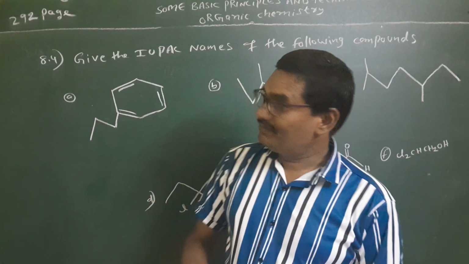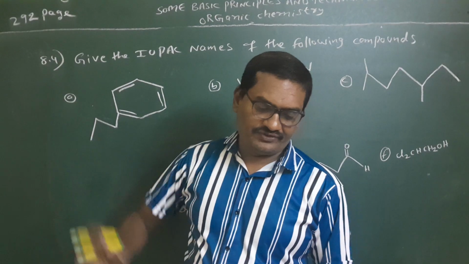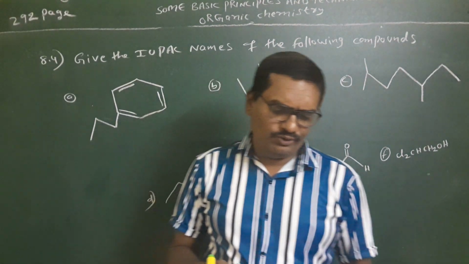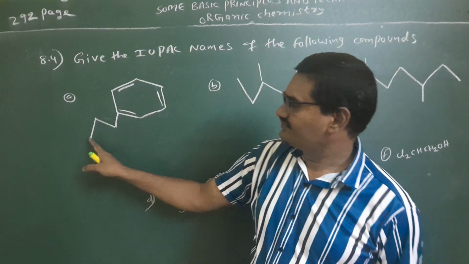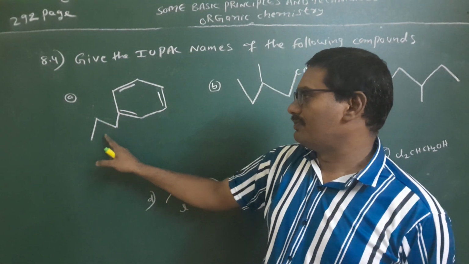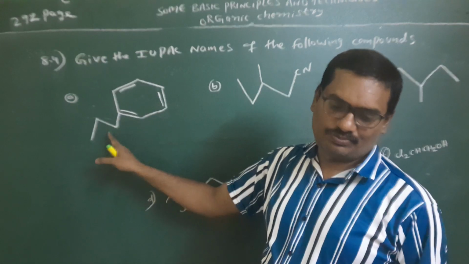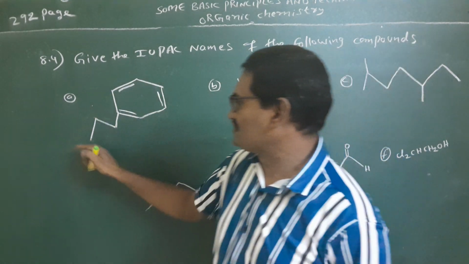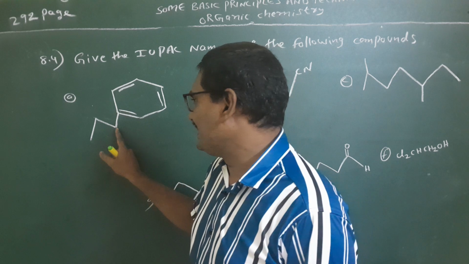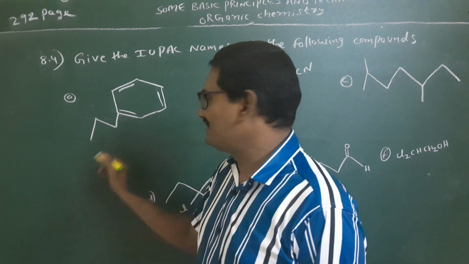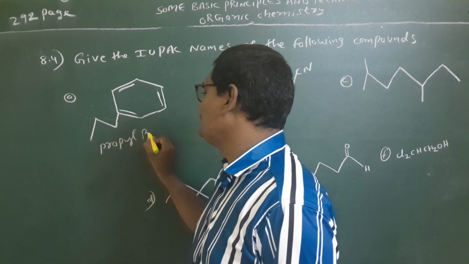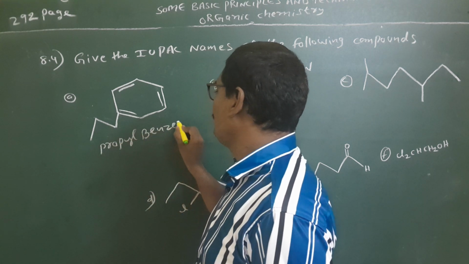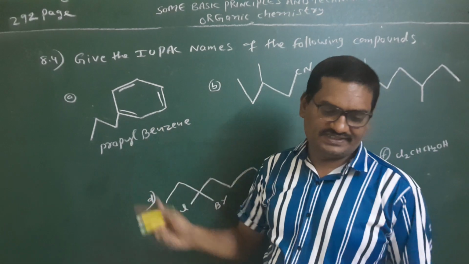Next, page number 292, page 8.4. Give the IUPAC names of the following compounds. So the first one, 1, 2, 3, propyl, it is benzene. So propyl benzene. It has 1, 2, 3 carbons. Its IUPAC name is propyl benzene.